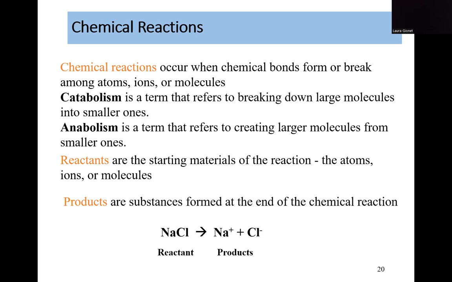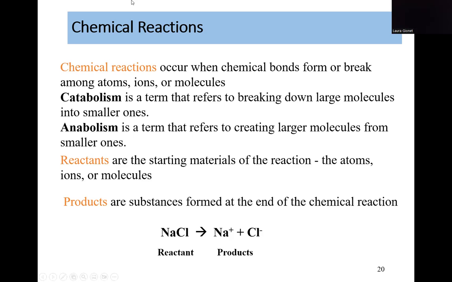Reactants are the starting materials of a reaction, the atoms, ions, or molecules. And then the products are the substances formed at the end of the chemical reaction. Now, it does not necessarily mean that I start with something big and I end with something small, or if I have small things and I see an equation, then it must be I'm putting small things together and making a larger molecule. You have to look at the arrow, right?